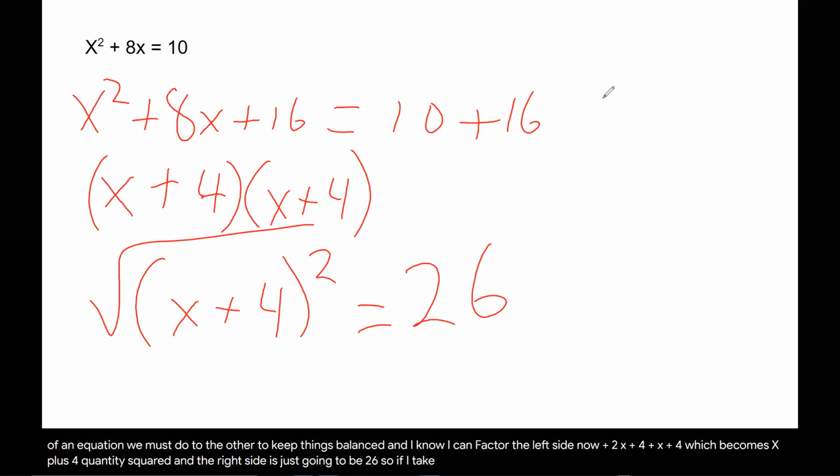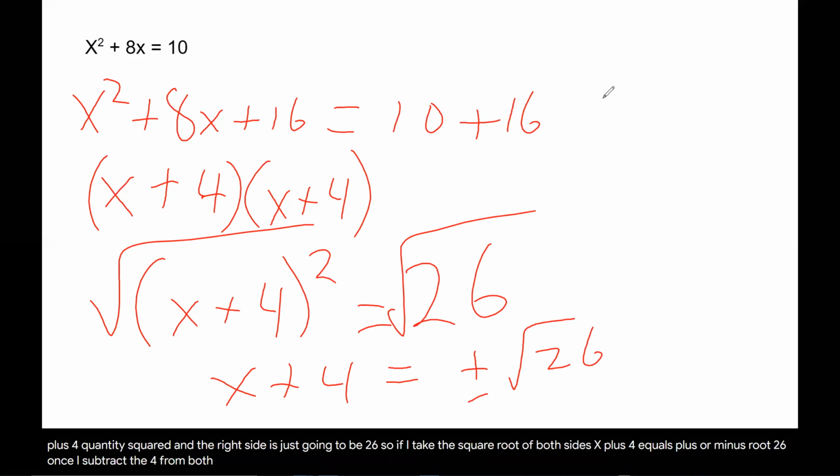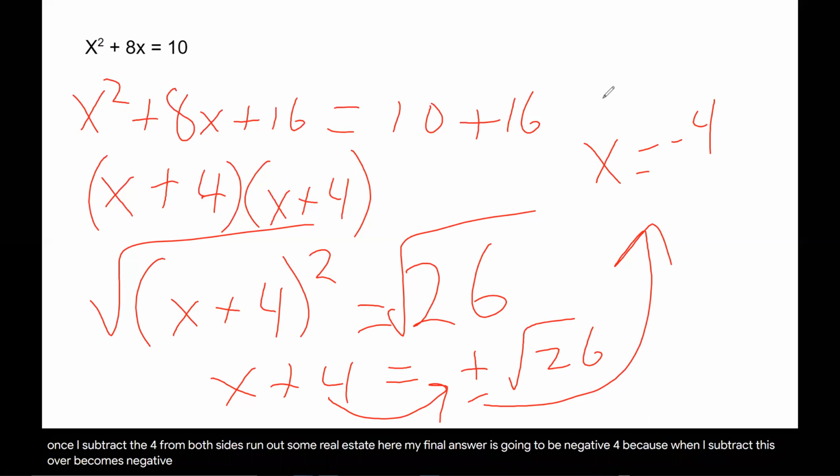So if I take the square root of both sides, x plus 4 equals plus or minus root 26. And once I subtract the 4 from both sides, run out of some real estate here, my final answer is going to be negative 4, because when I subtract this over, it becomes negative, plus or minus root 26. So there you have a demonstration on how to do an example of solving a quadratic with completing the square.